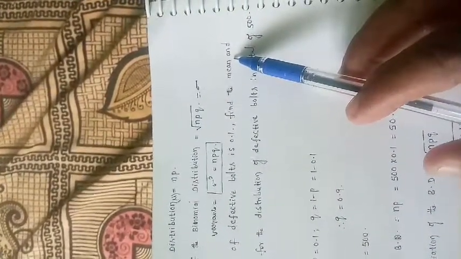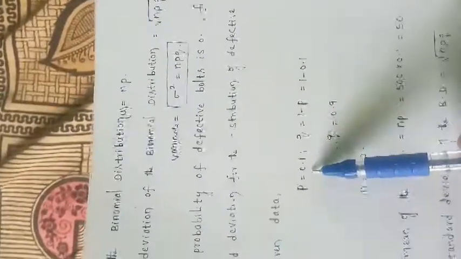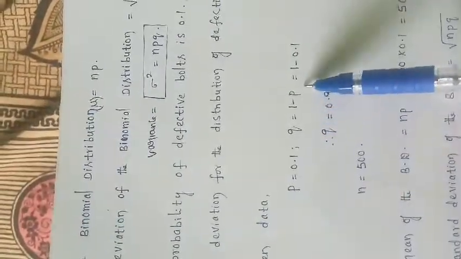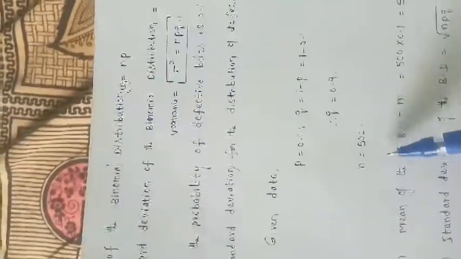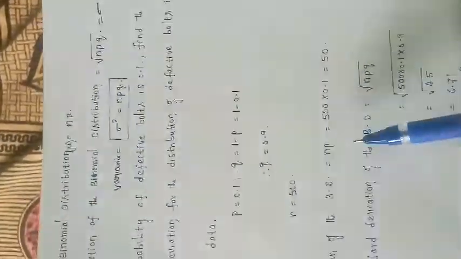Exercise 11th problem. If the probability of defective bolts is 0.1, find the mean mu and standard deviation sigma for the distribution of defective bolts in a total of 500. Given data, defective bolts you can consider p. From that p you can find q. q is equal to 1 minus p, 1 minus 0.1 is 0.9. Then n is the total, 500.